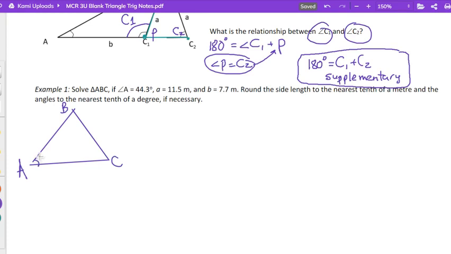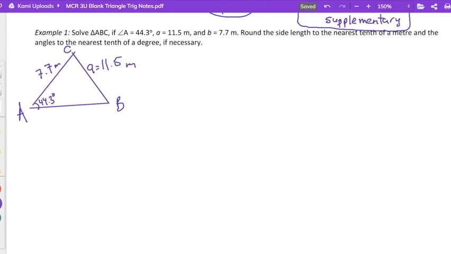Angle A, I'm told, is 44.3 degrees. Side A is 11.5 meters. And side B, actually, let's switch my B and C for your sake. Make this C, make this B. Side B is 7.7 meters. Okay, other way would have worked too. It's just a little more visual this way. And then they're telling us to solve the triangle.